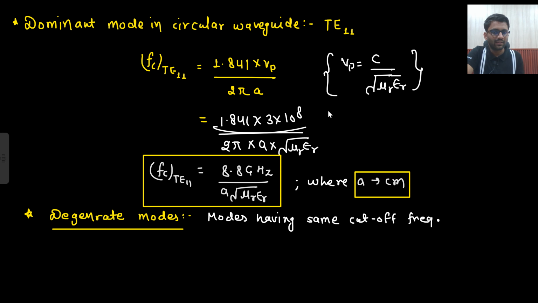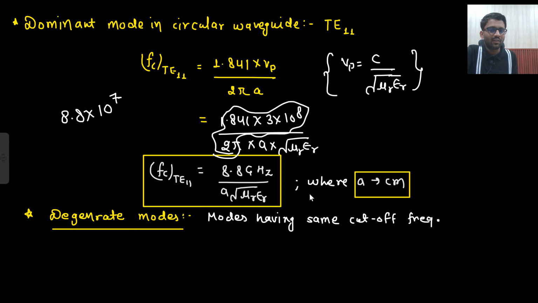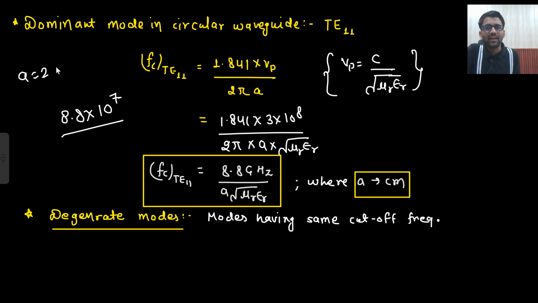When I solve this, I get 8.8 gigahertz. That means 8.8 into 10 to the power 9. Actually, I get 8.8 into 10 to the power 7 only, when you solve this quantity. You can do it in your calculator. But I am assuming that a is in centimeter. Let's say a is given as 2 centimeter, so I write 2 into 10 to the power minus 2. Then this 10 to the power minus 2 will go upward, and you get 10 to the power 9.